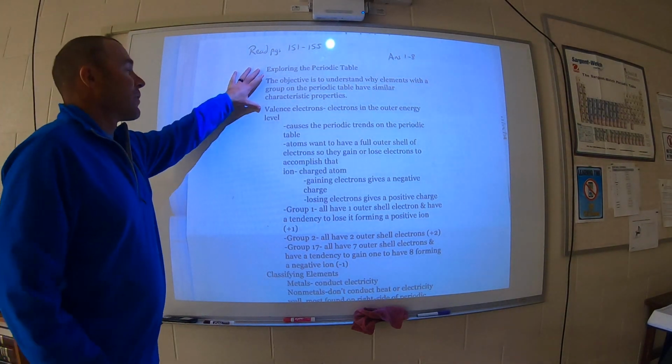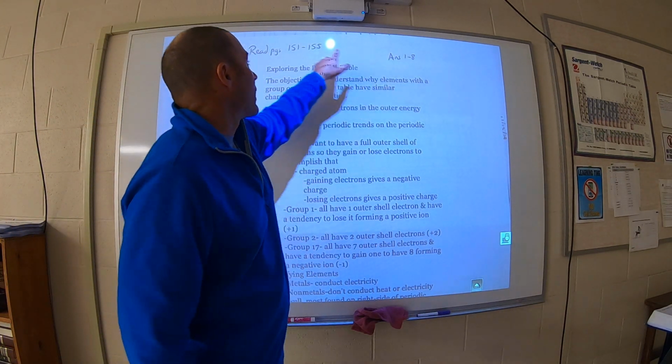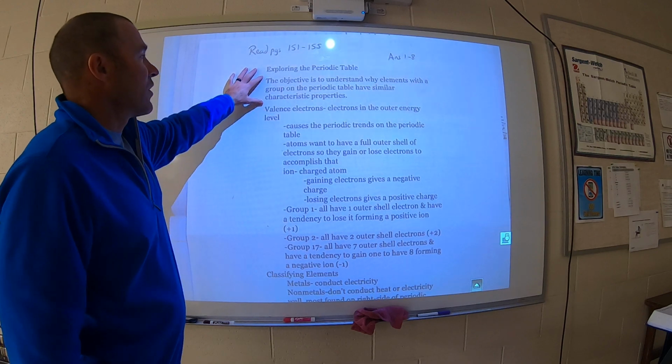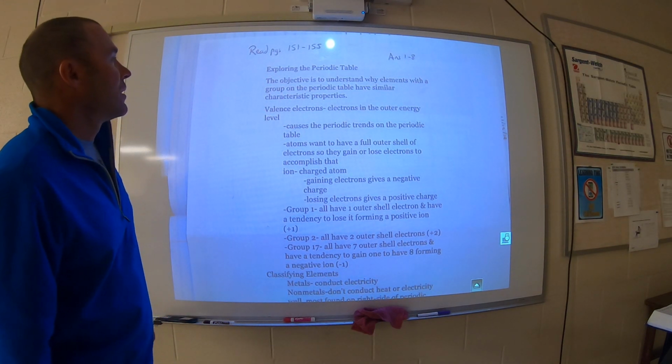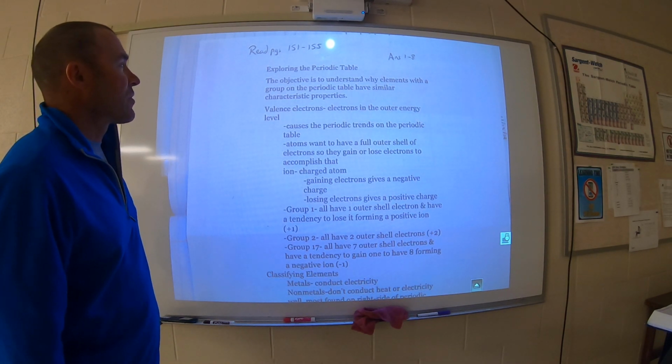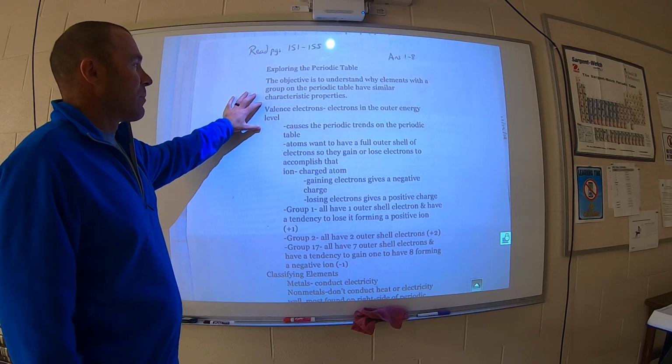Exploring the periodic table. For this section, you need to read pages 151 to 155 and answer questions 1 through 8 on page 155. So the objective here is to understand why elements within a group on the periodic table have similar characteristic properties. The reason why they do is because they have the same number of valence electrons.